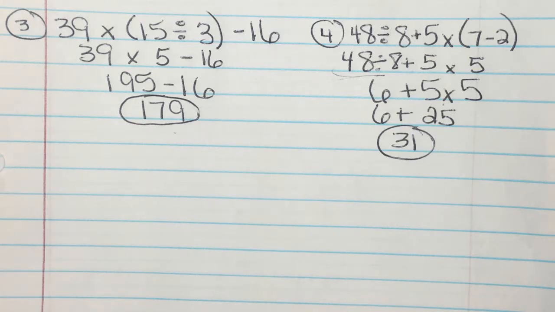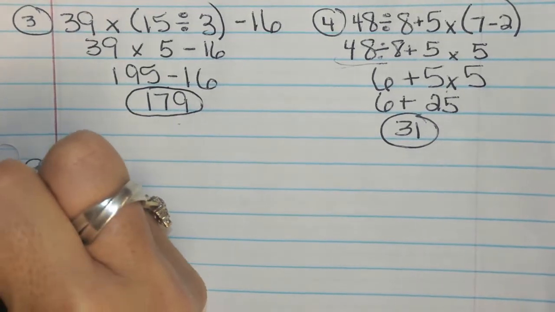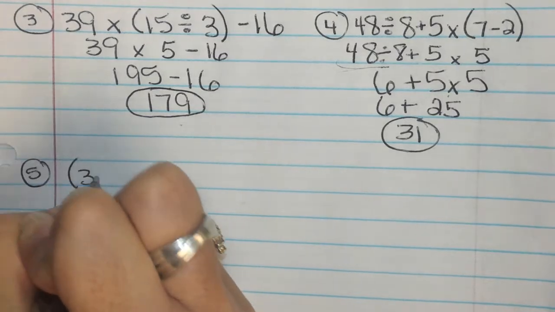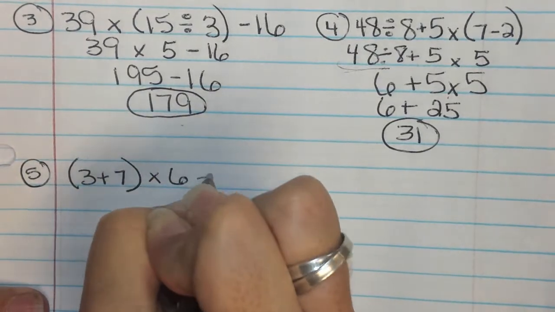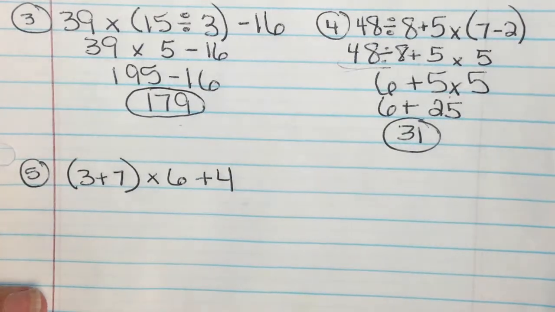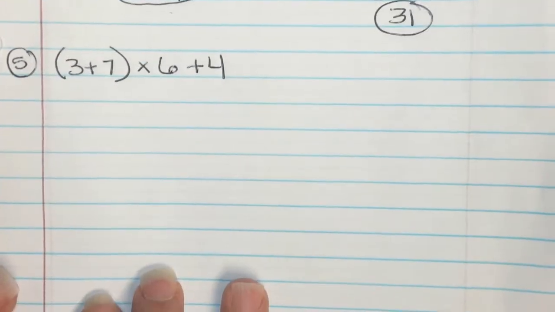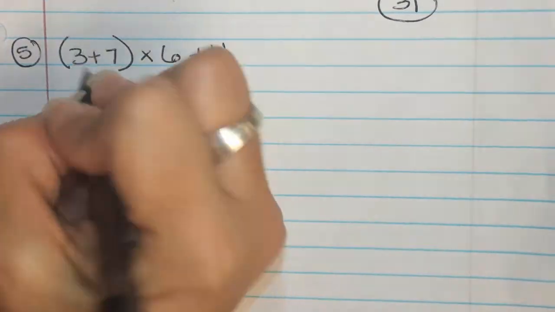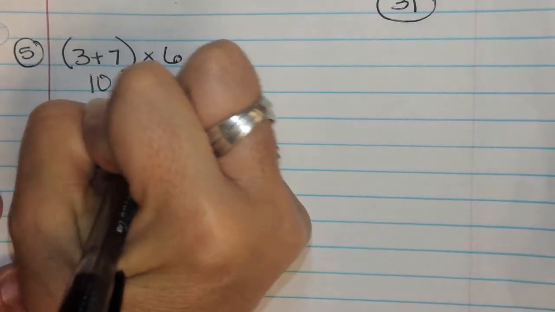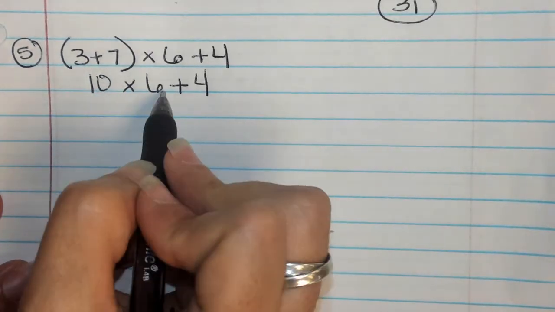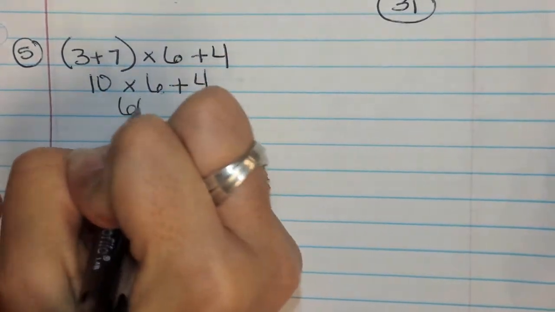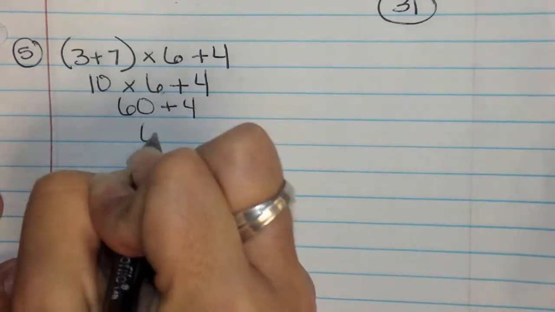Okay. Number 5. It is 3 plus 7 times 6 plus 4. Okay, starting out, I get the parentheses, which is 10. 10 times 6 is next. I get 60 plus 4 is 64.